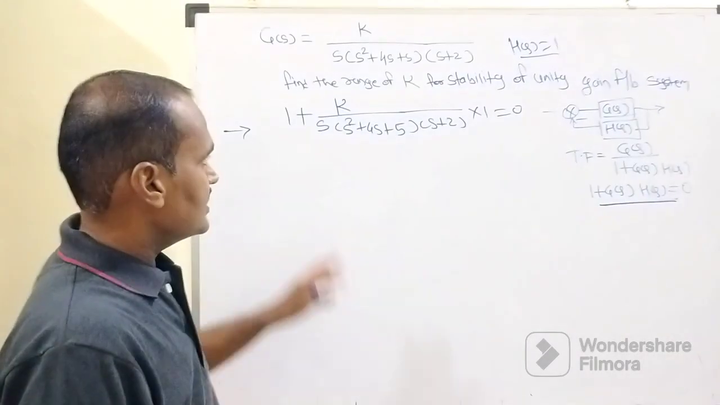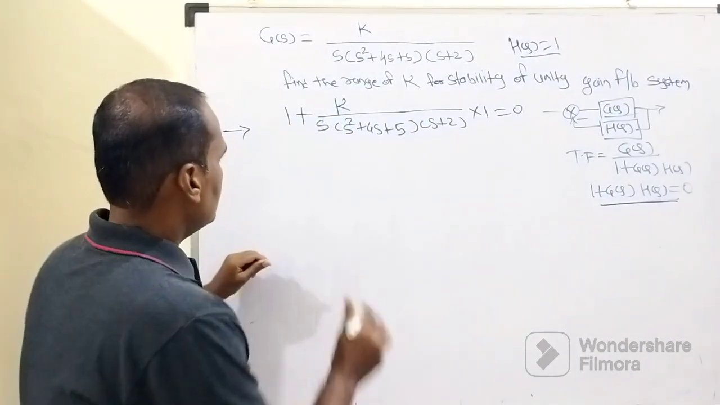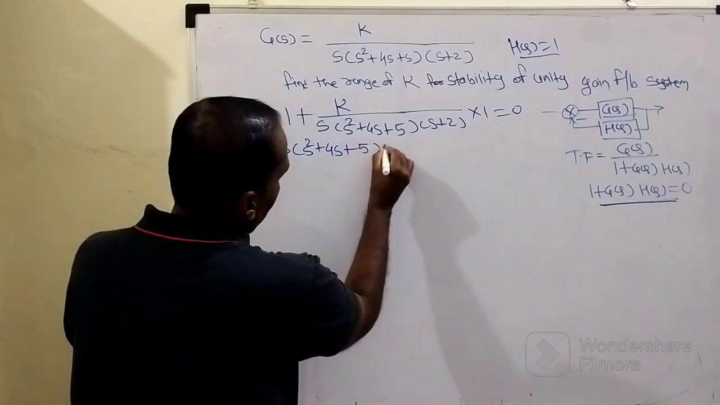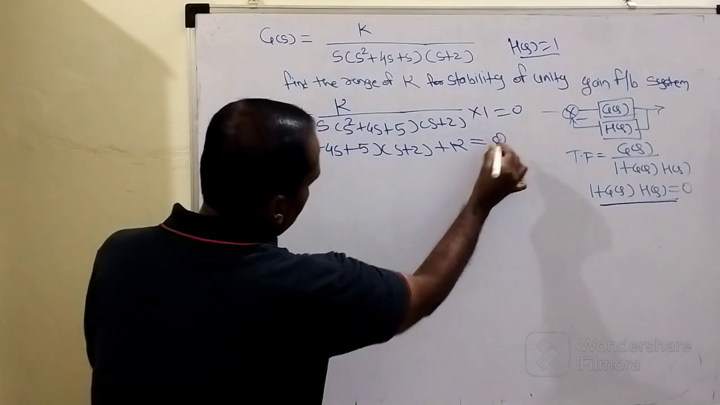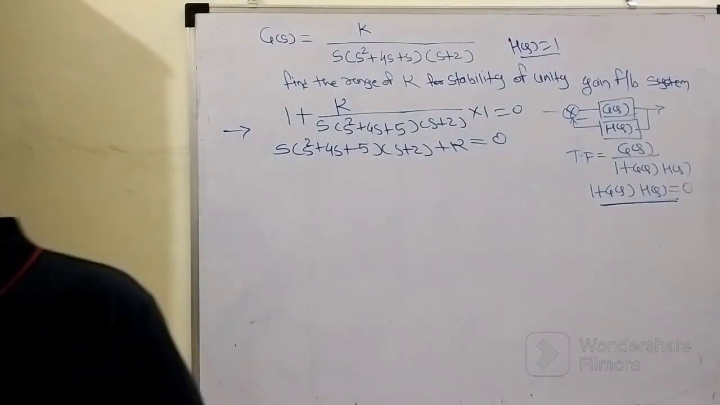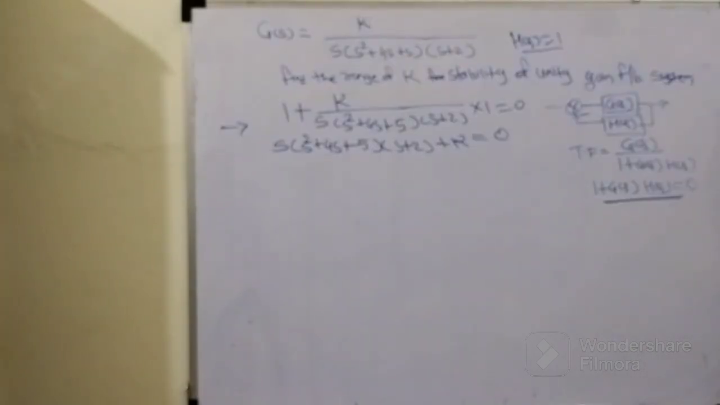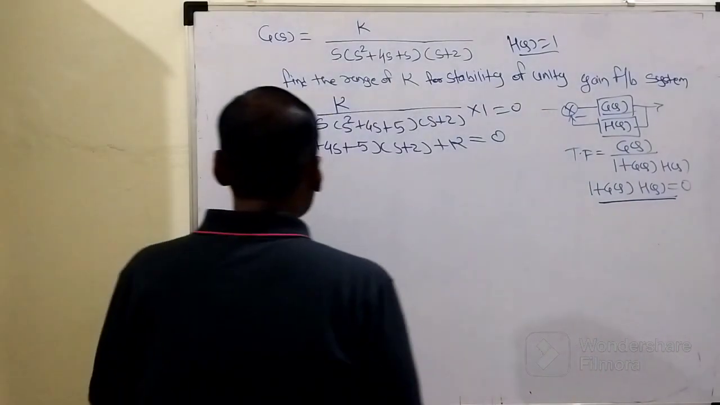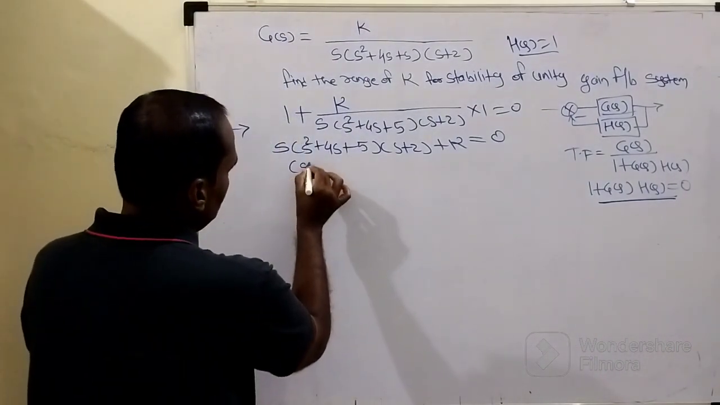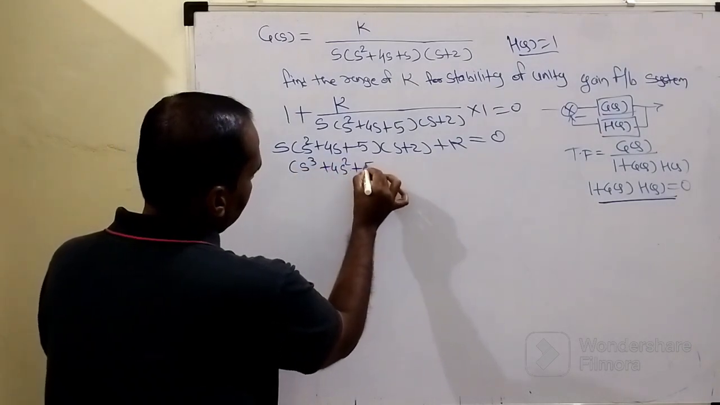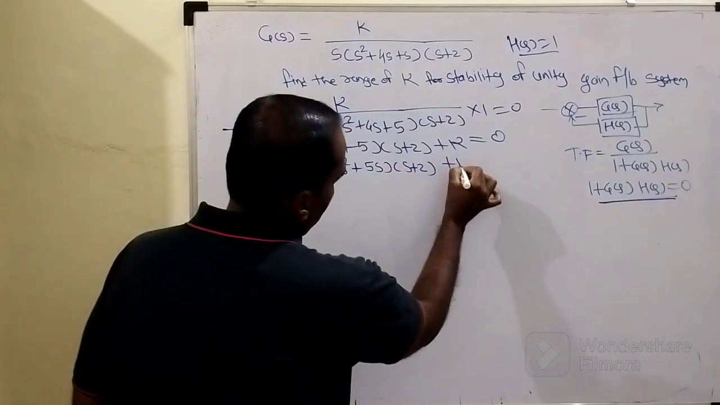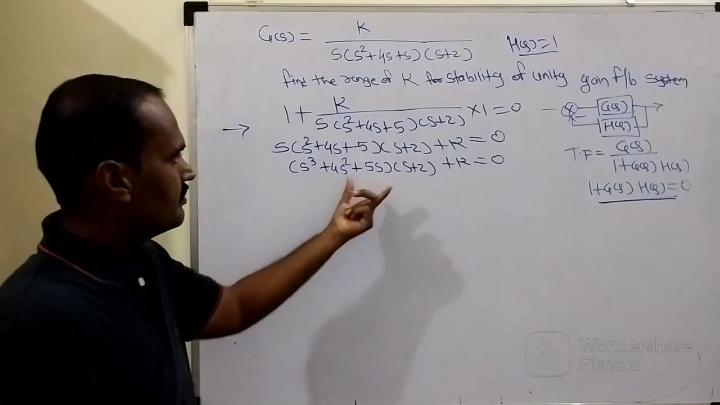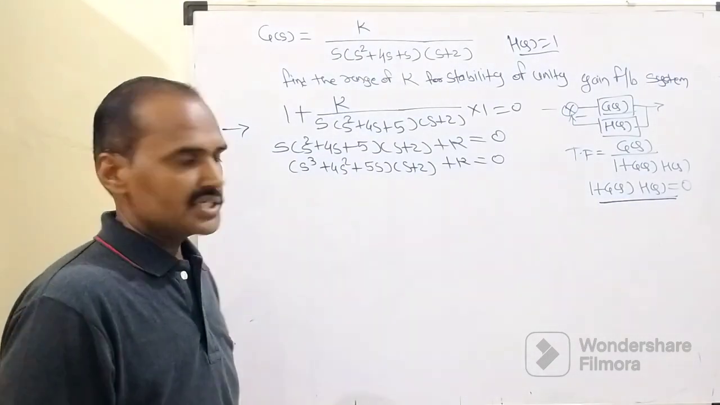Then after that, a very simple and straightforward mathematical simplification we need to do. This whole term will get multiplied with this one. As a result, it will become S into (S square plus 4S plus 5) into (S plus 2) plus K equals 0. So this is how it will look like. Once it is multiplied, S will get multiplied with this parenthesis, so S raised to 3 plus 4S square plus 5S, into (S plus 2), plus K equals 0. One more time, we have the multiplication sign in between these two parentheses, so we need to do the term by term multiplication between these two parentheses.